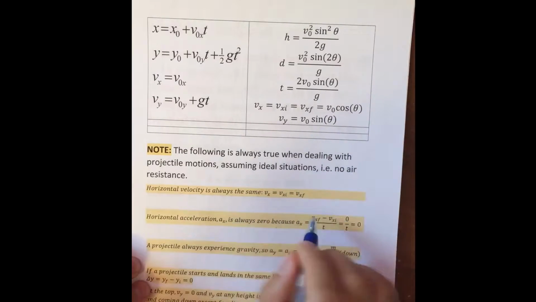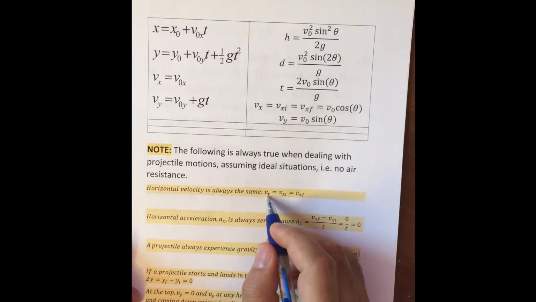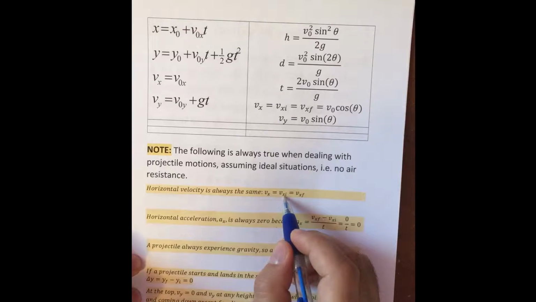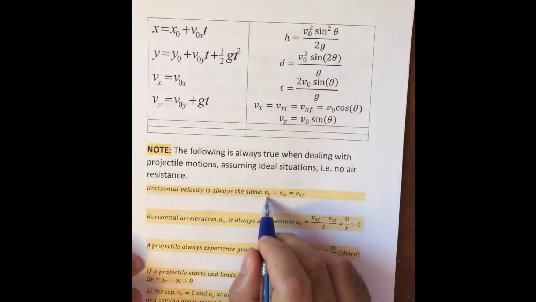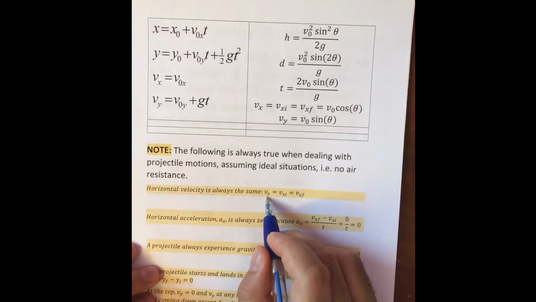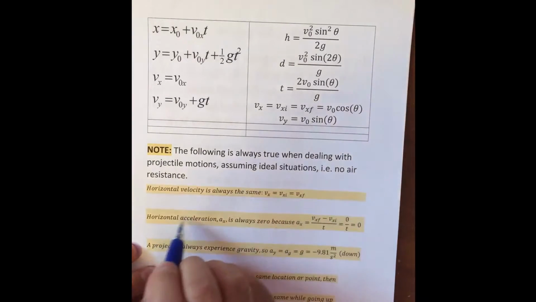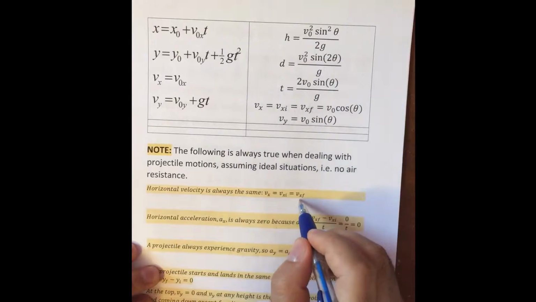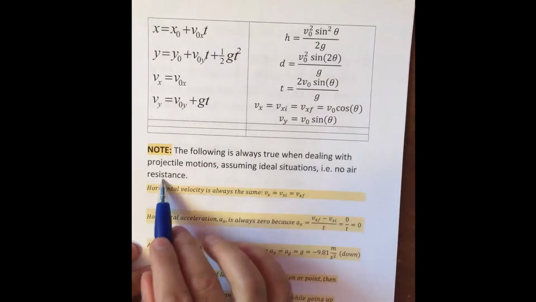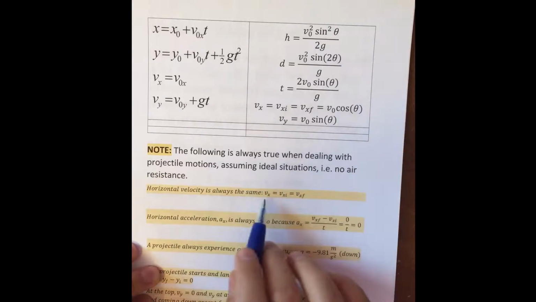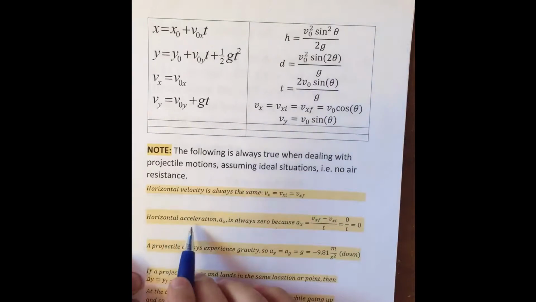In the X direction, the velocity is always the same. So whenever we say Vx, you have Vx initial and Vx final, and the initial and the final are the same. When you say Vx initial and final, it's always the same. This is very important because it never changes, because we assume no air resistance. Remember, when you say ideal situations, we just say there is no air resistance, so therefore the X velocity is always the same.